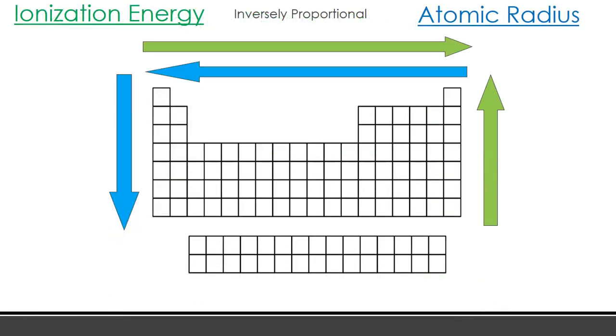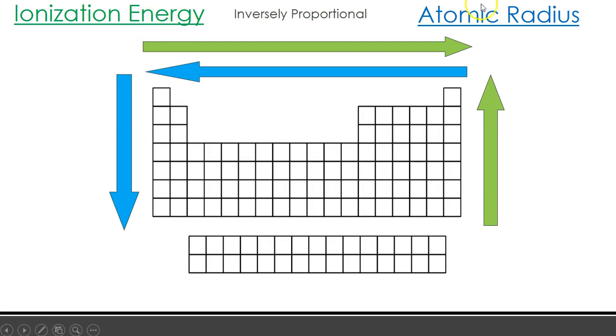So how can we relate ionization energy with atomic radius? We learned about atomic radius in the previous video. The trend for atomic radius is going right to left, your atomic radius is increasing. Going top to bottom, your atomic radius is also increasing.